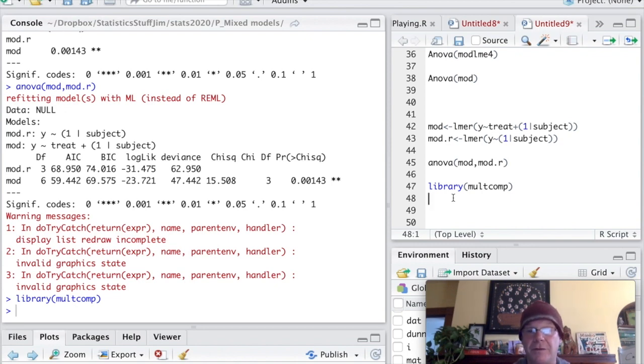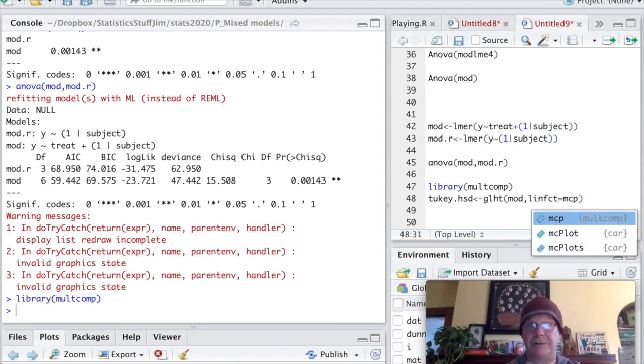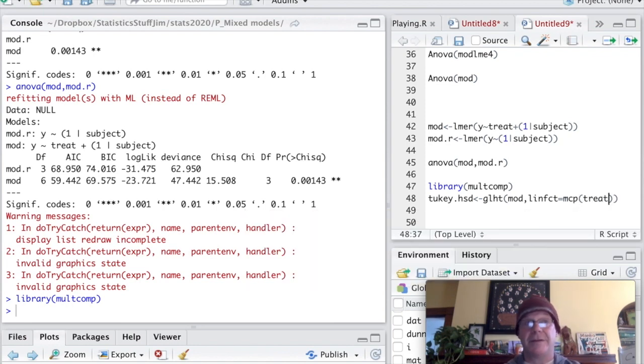And so we could use the multcomp package, and we could start with, if we wanted to, a Tukey's HSD. So that's the standard standby that people seem to like for doing hypothesis testing. And we're going to do it on our mod. And then what are we going to do? We're going to do these multiple comparisons, where treat is going to equal, and then we tell it that we want to do a Tukey test. Right?